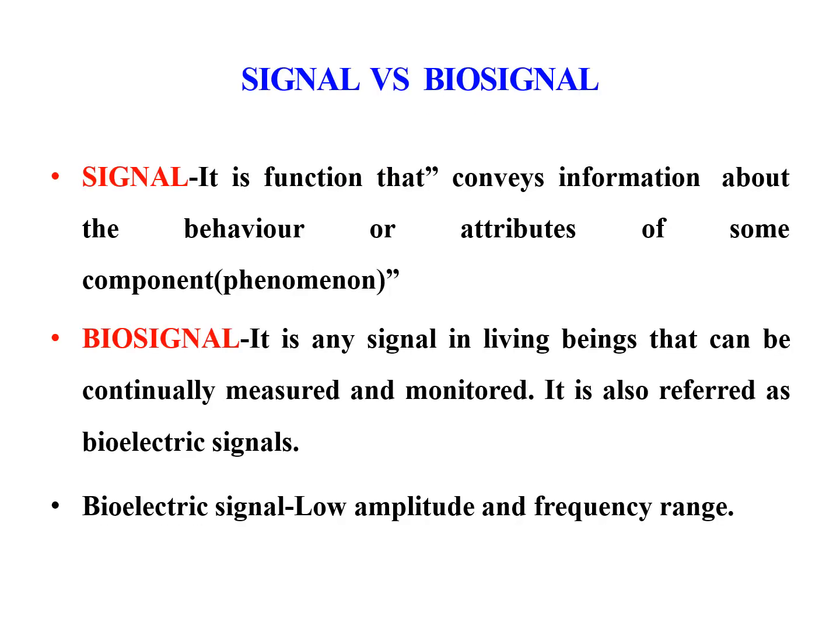First, the main thing: signal versus biosignal. What is the difference between signal and biosignal? A signal is a function that conveys information from one person to another, or from transmitter to receiver. Carrying the information, this is called a signal. But biosignal means any signal in living beings that can be continuously measured and monitored. This is the main difference between signal and biosignal. Bioelectric signals are low in amplitude, and their frequency ranges are obtained.